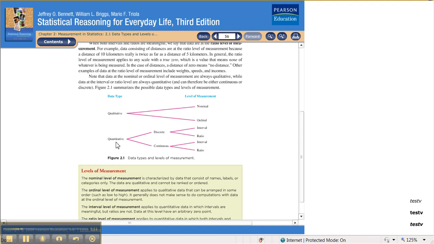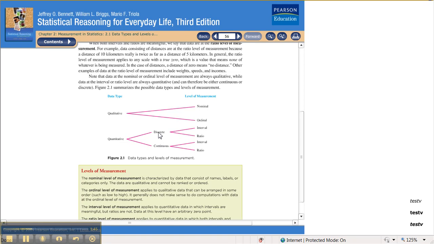Quantitative would be a response that is numeric, representing an amount, like how much a person weighs or how tall that person is. They may say 65 or 68 inches. If it's qualitative, we don't break that down any further. We go right to the level of measurement. If it's quantitative, we break that down into either discrete or continuous. So all quantitative variables are either discrete or continuous.